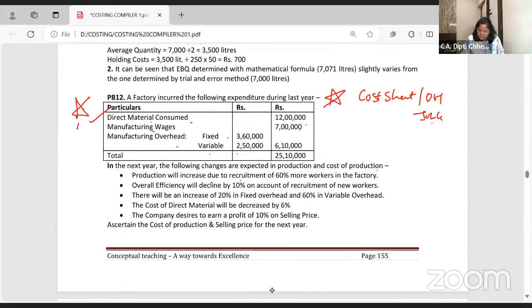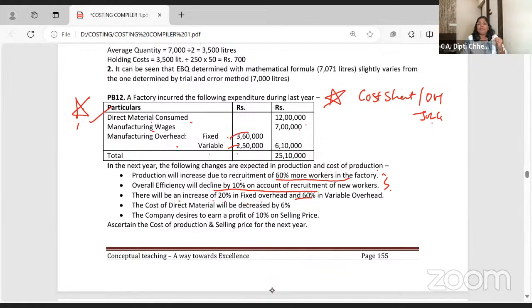Production will increase due to recruitment of 60% more workers, so labor cost will also increase. But overall efficiency will decline by 10% because new workers will not produce at that speed. There will be an increase of 20% in the fixed cost and 60% in the variable cost. As the language says, so you do.